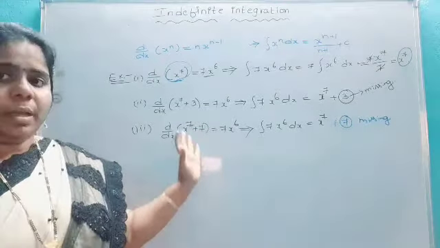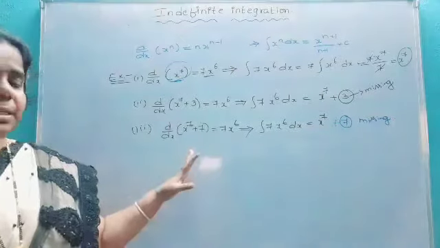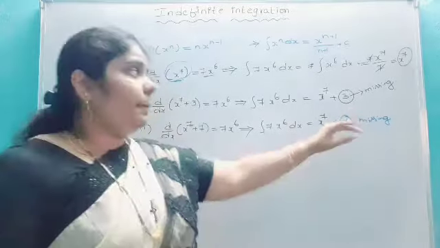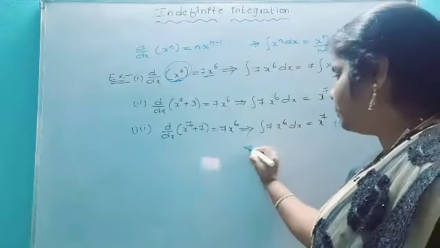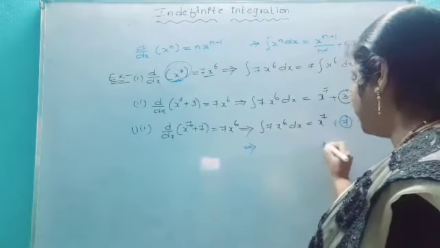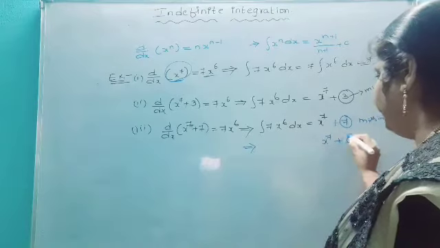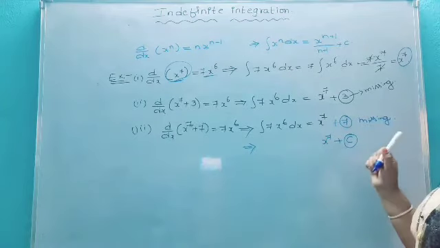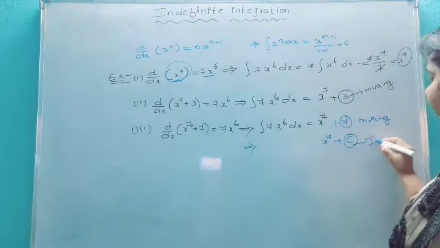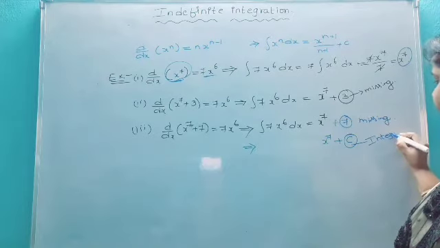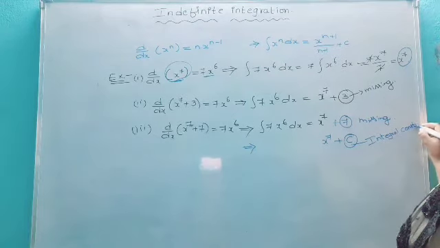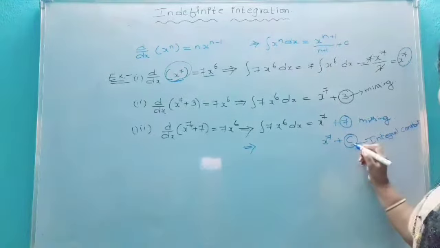Sometimes we take C. Depends upon C, we are missing some number. Every time a number goes missing. That missing number, take it as C. Every time we are missing that number. This C is called the integral constant.